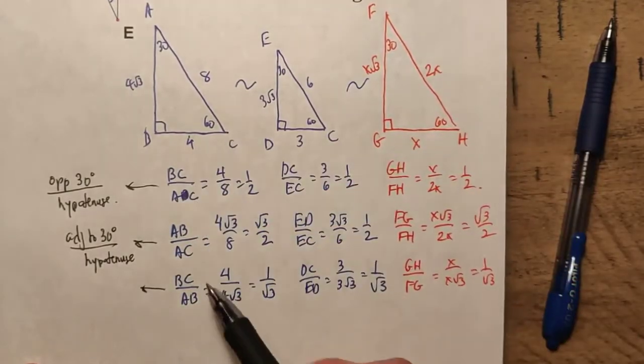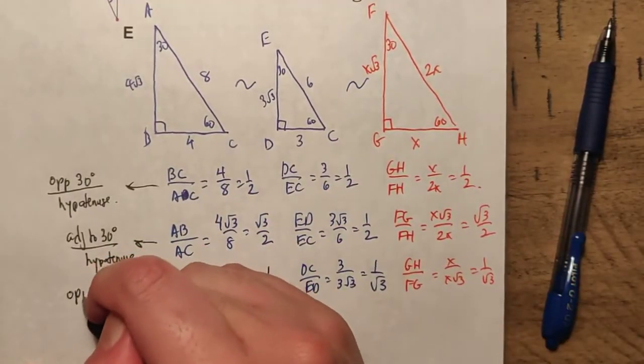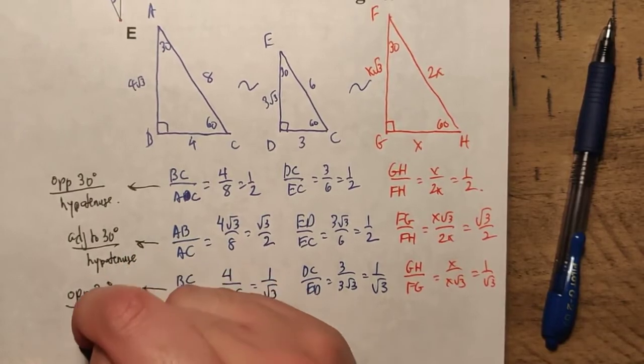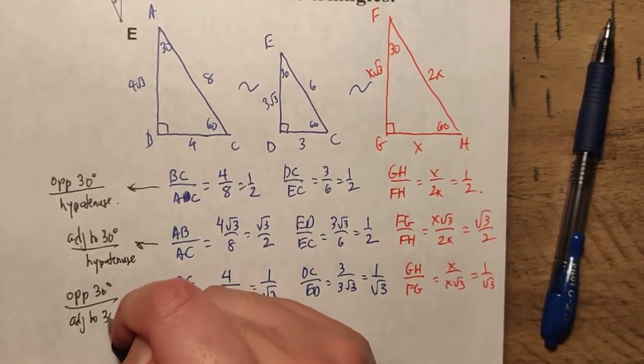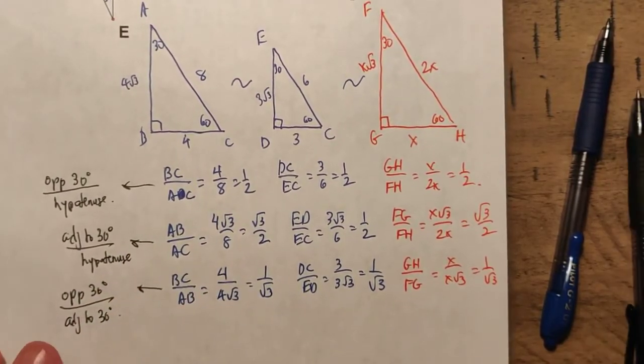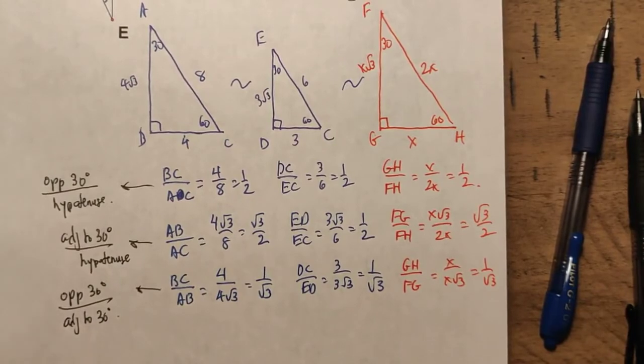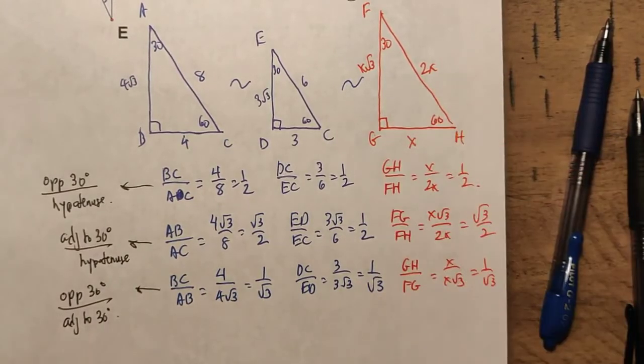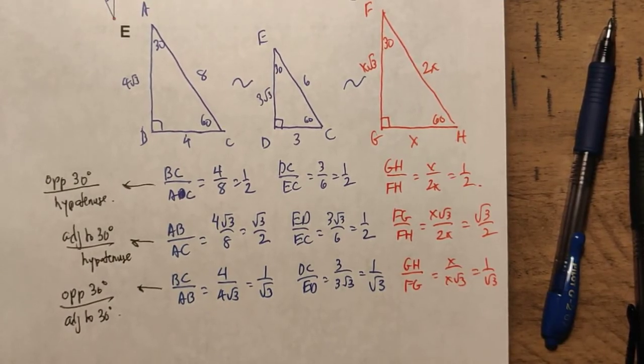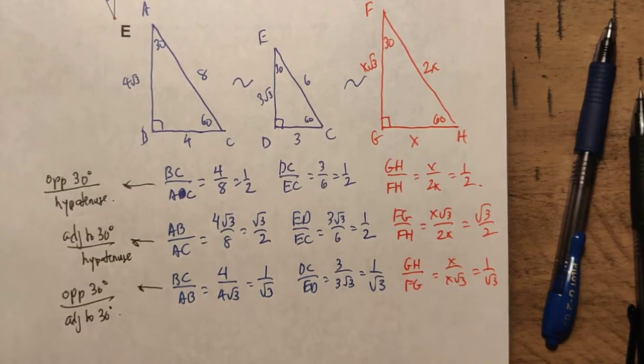We know that BC is the opposite and AB is the adjacent, so I can write this as opposite the 30-degree angle over adjacent to the 30-degree angle, okay? And each of these ratios here is defined in a specific way. The fact that all these ratios are the same means that we can define these ratios and give them specific names. So I'm going to be introducing these to you.